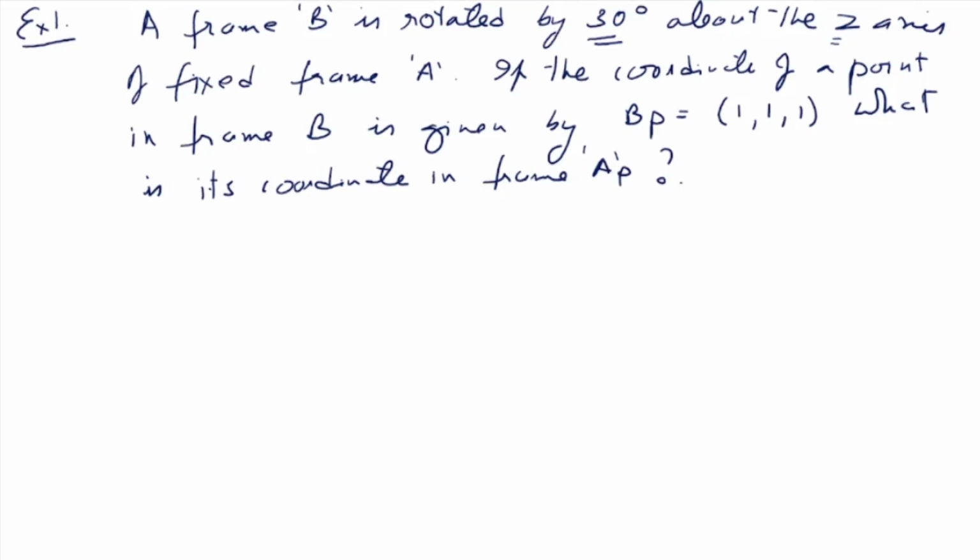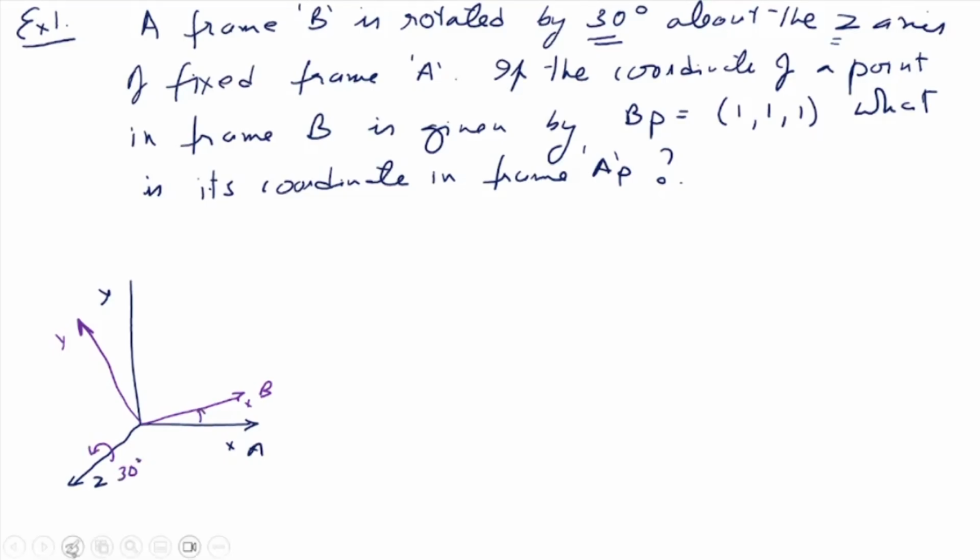There is a frame which has been rotated by, so let me say this is my fixed frame A, that's my z-axis, x-axis, y-axis, and there is a frame which is rotated. This is the rotated frame, this is my x-axis and y-axis of the rotated frame. Now there is a point and the rotation is about the z-axis by an angle 30. So theta is equal to 30 degrees here. There is a point here which has a coordinate in frame B which is equal to 1, 1, 1. Now what is this AP? It has a coordinate on frame B which is equal to 1, 1 and 1. What is that coordinate in frame A?